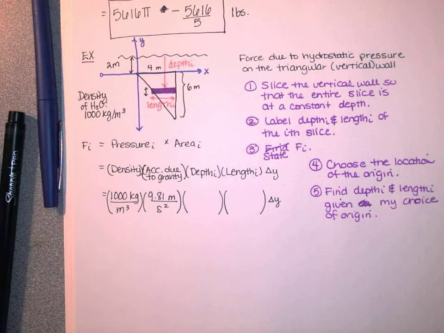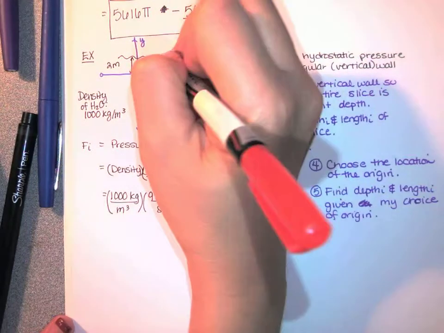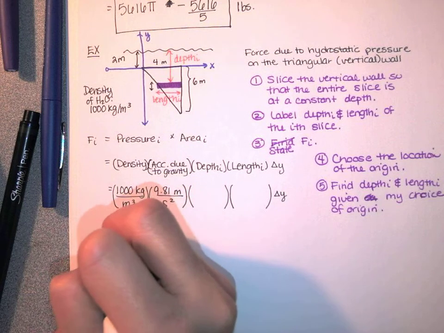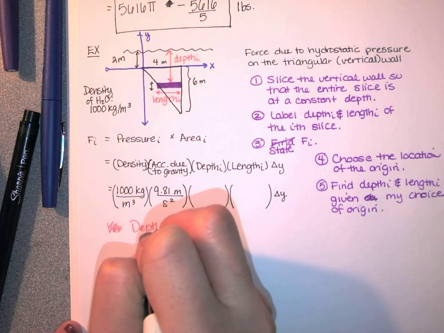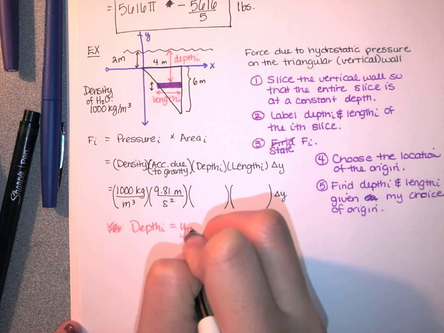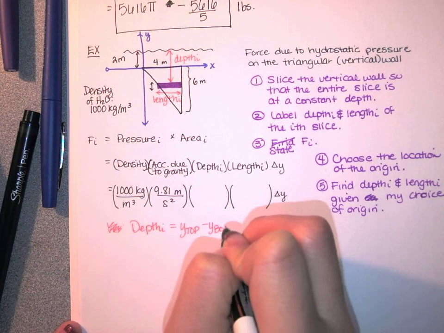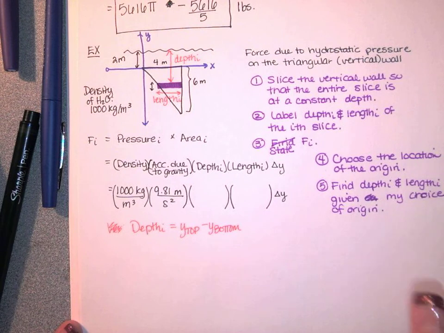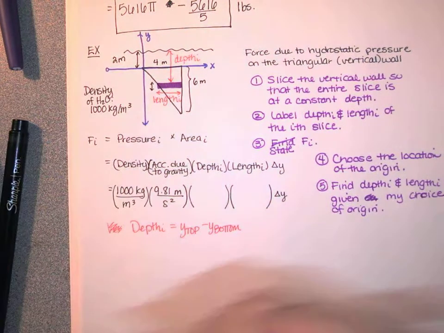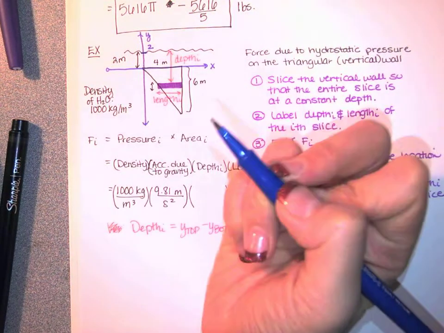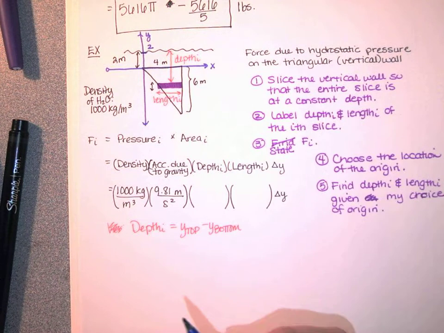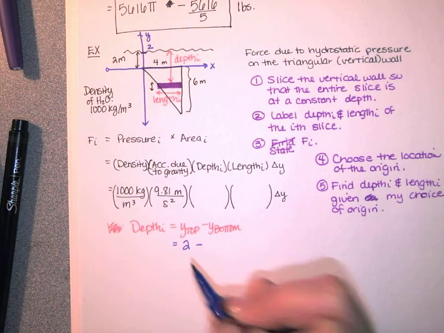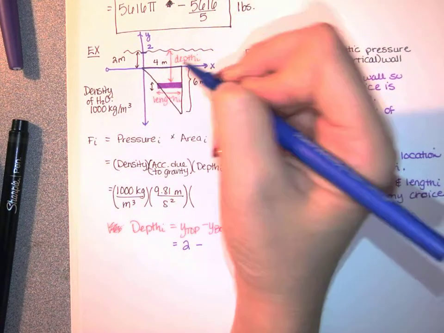Okay, depth. It's still vertical distance. So it's the top y value minus the bottom y value. We can never really get away from that. If it's vertical, we're going to do that. Now, given our origin, that water level is at y equals 2. So the top y value is 2. And the bottom y value is just y.